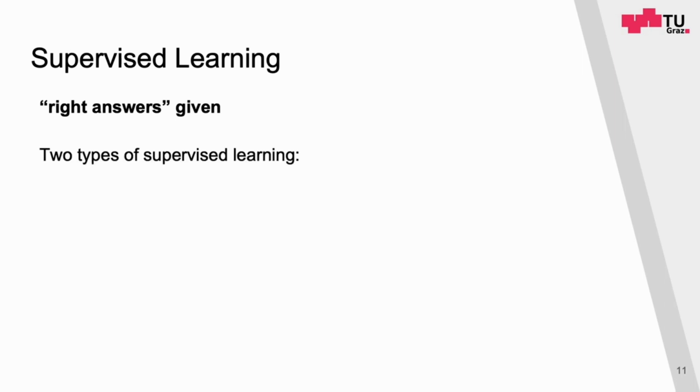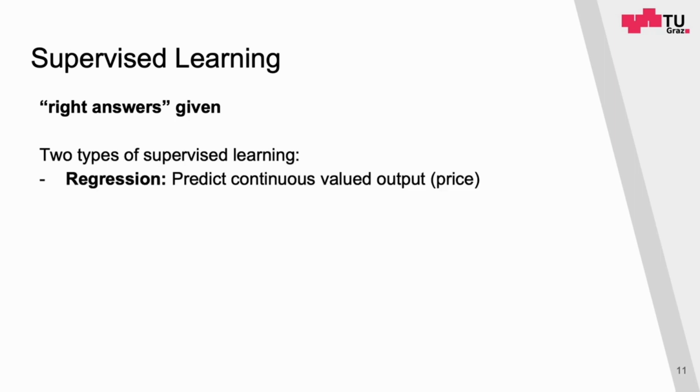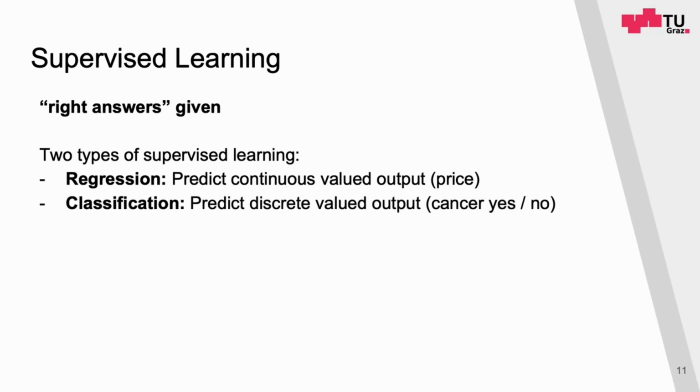And there are two types of supervised learning algorithms. First being the regression, which was the example we currently looked at with the house prices. So we want to predict a continuous valued output, like the price, for example. And another type is the classification. So we want to predict a discrete valued output. So a simple binary variable. So yes or no. So for example, does the patient have cancer? Yes or no.